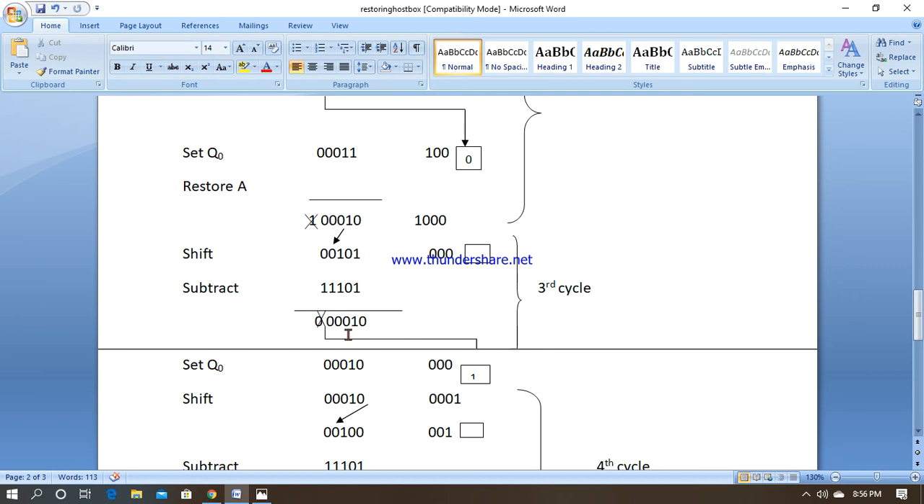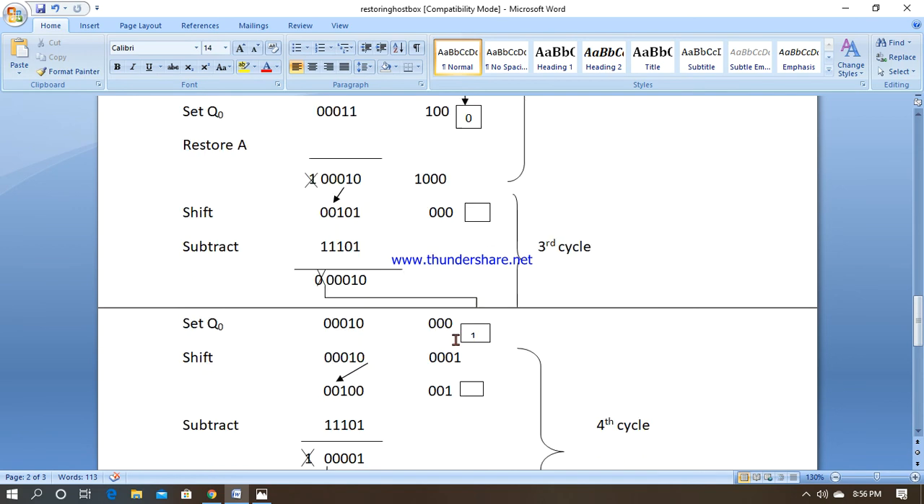So now what you will get as the answer here is 0 0 0 1 0. Now it is time to set the Q bit. Whenever the MSB bit 1 comes, 0 comes in the accumulator, you can set the opposite as 1. So I am setting the Q0 value as 1 here, and also 0 0 0 1 0. Now go for the shift left operation.